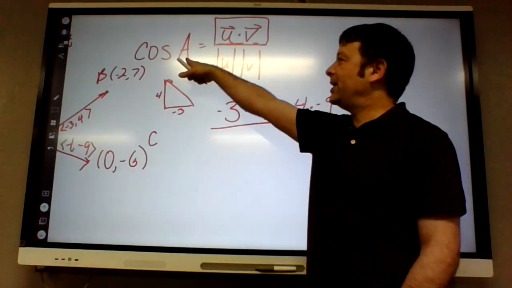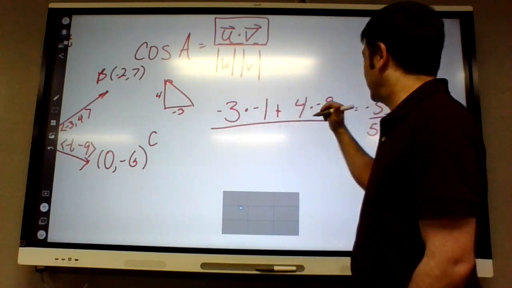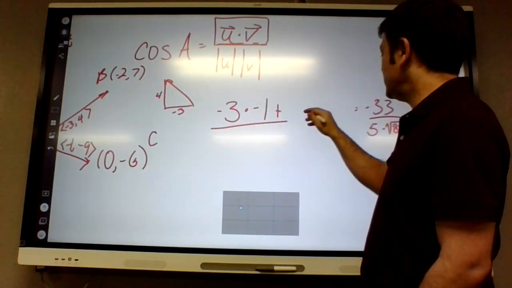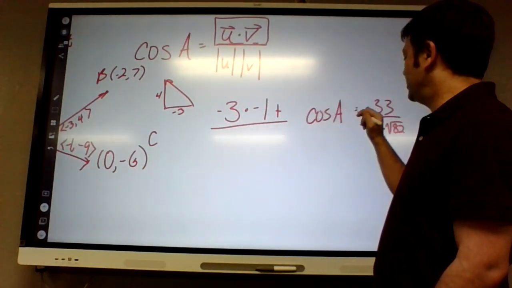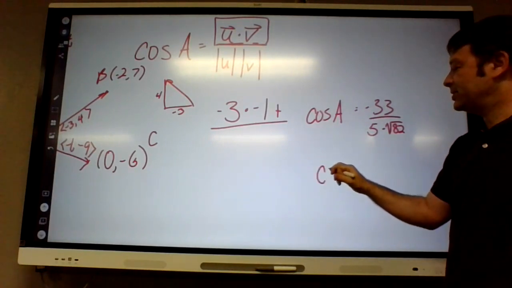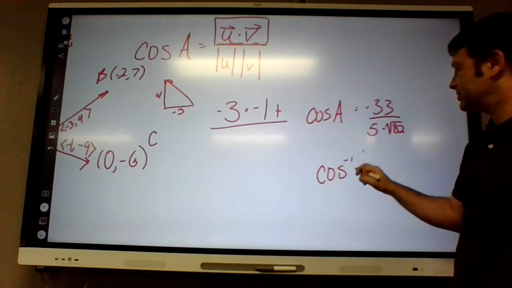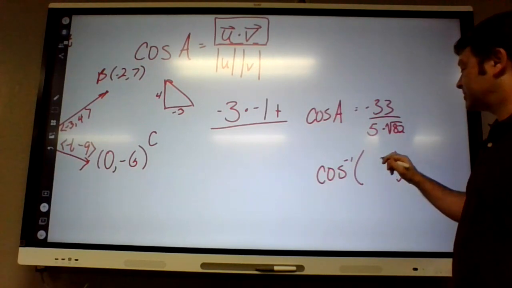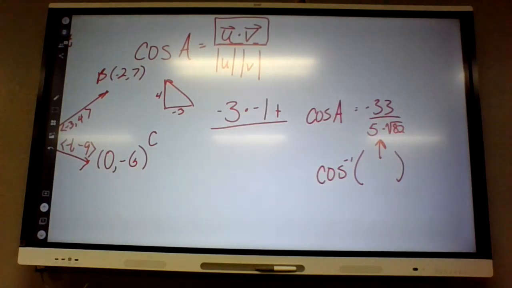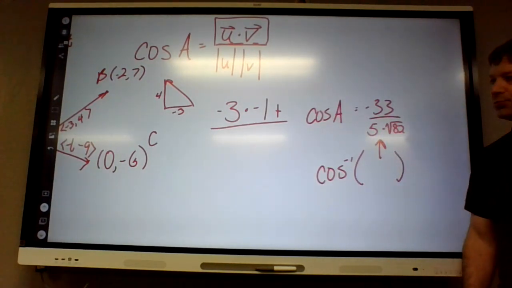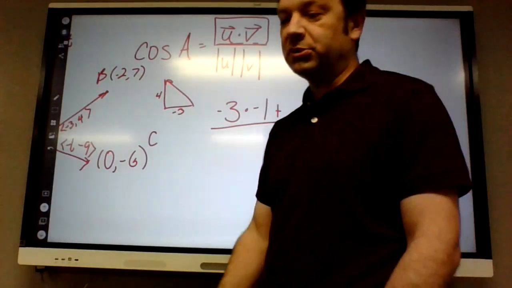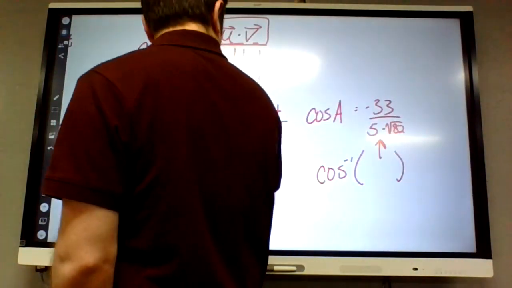We're trying to find angle A here, so how do I find angle A? Just an inverse. Cosine of A equals all this. So that means we need to plug in cosine inverse of all that stuff. 136.8. See if we got it right. Yes, we did.